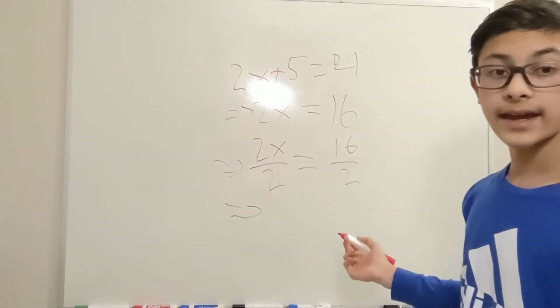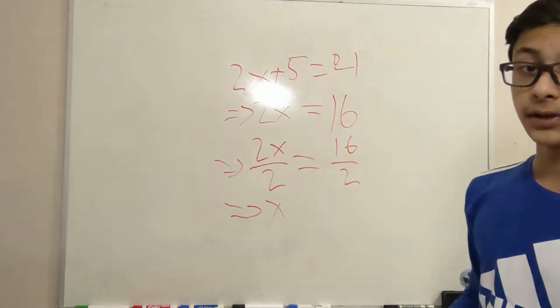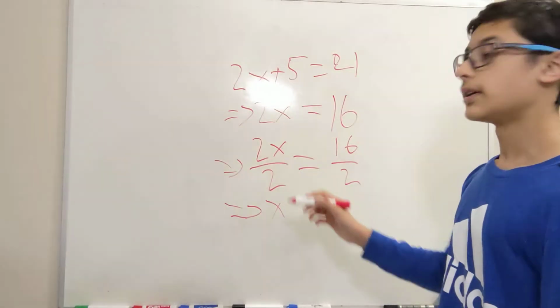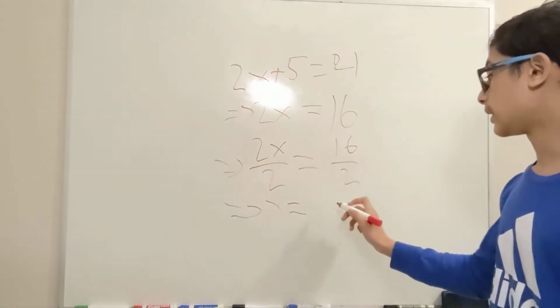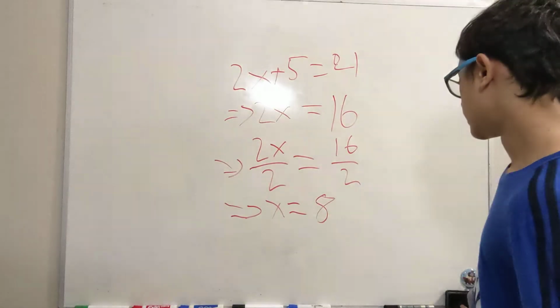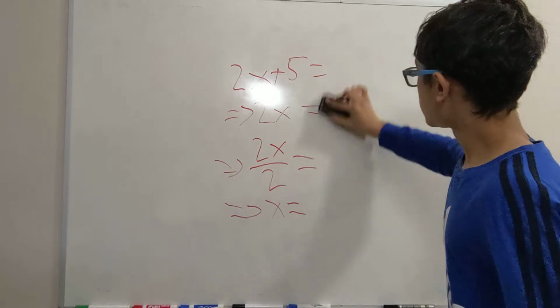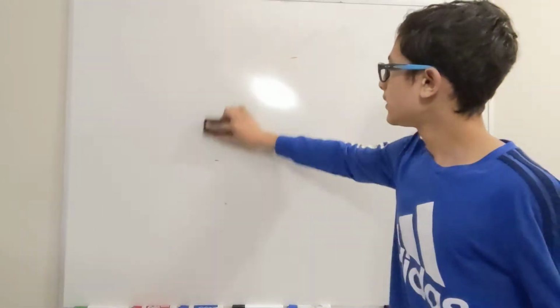basically equals x. If you don't know how division works, I'll make a video on that in the future. So, x basically equals 16 divided by 2, which is 8. So now we find x equals 8. So yeah, that's basically linear equations. But wait, why are they called linear?